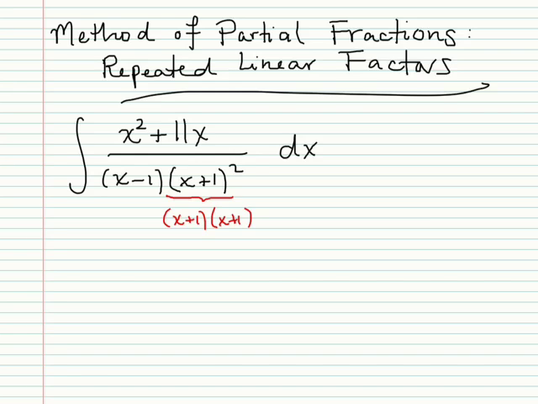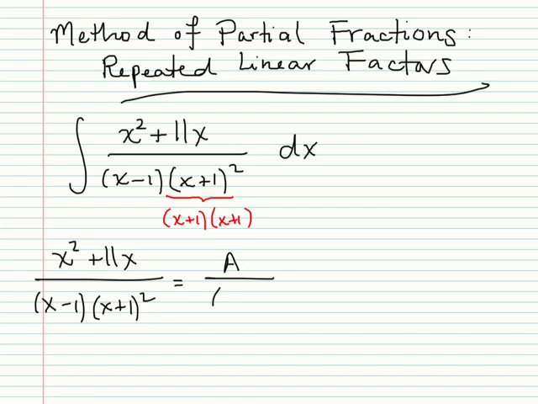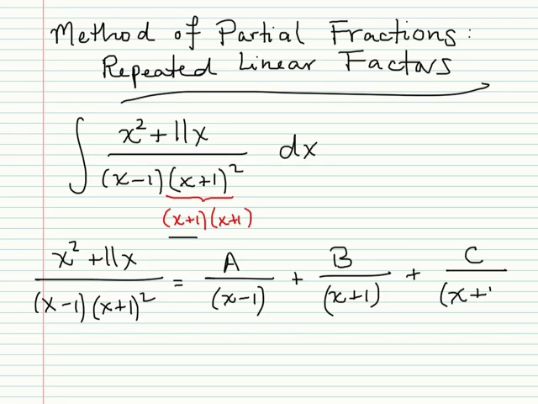In that case, the partial fraction decomposition of this rational function, which is the integrand, is going to have a constant coefficient a over the non-repeated linear factor, but then we need two separate terms for the fact that this linear factor is repeated twice. So we have a term b over x plus 1 for the first time it's repeated, and then we have c over x plus 1 squared because it's repeated twice. So we need to solve for a, b, and c now.